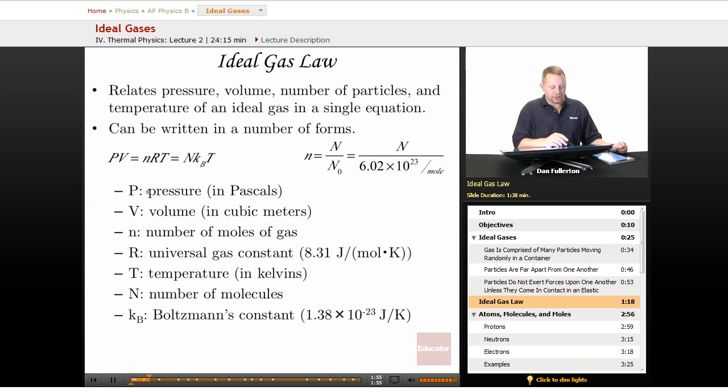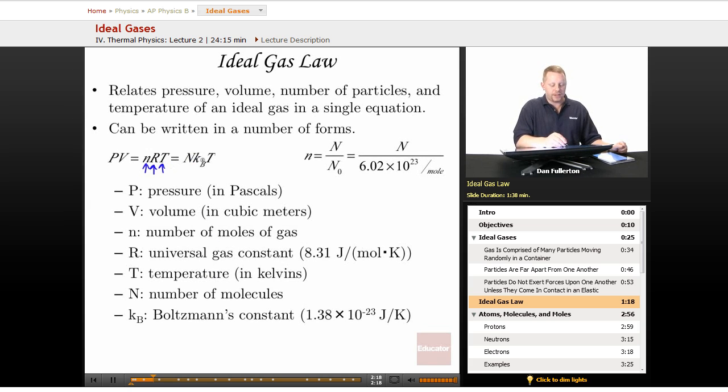So, in this equation, pressure, capital P, is given in pascals. The volume, V, is in cubic meters. If you use little n, that's the number of moles of a gas. We use that over here. R then is the universal gas constant, or 8.31 joules per mole Kelvin. Use that if we're using the number of moles of a gas version, and T is the temperature in kelvins.